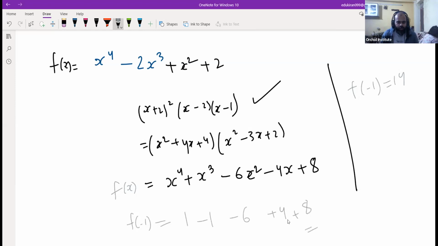So it would become 12 plus 1, 13, minus 7, which is 6. So it is not 14, which we want to get. So how can we make it 14? Here one more thing we have to do, which is putting a coefficient a before all of this.